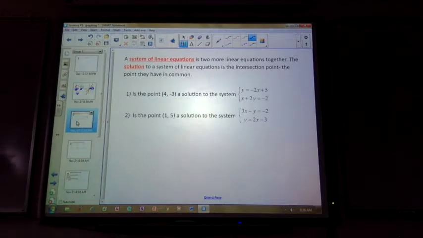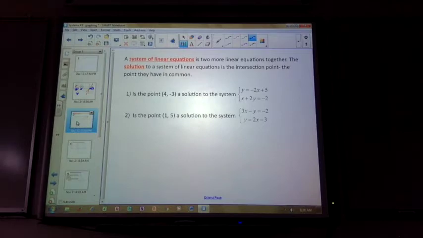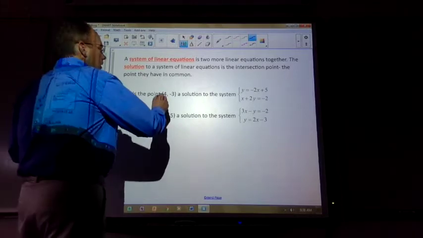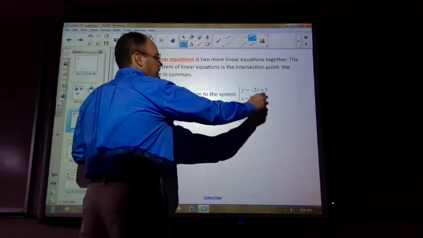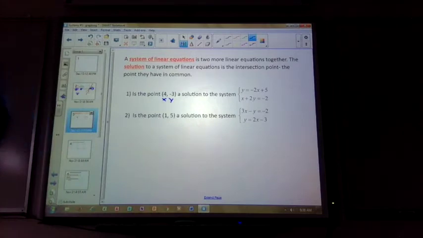Okay, a system of linear equations is two or more linear equations together. The solution of the system of linear equations is where they intersect at a point, the point that they have in common. So they're asking us, problem number 1, if (4, negative 3) is the solution to that first system, and problem number 2, if that's the solution to the second system. So what we're going to do is plug this x and y value into both of these, and if I get true on both, that means that that point lies on both lines. If that point lies on both lines, that means it's a solution.